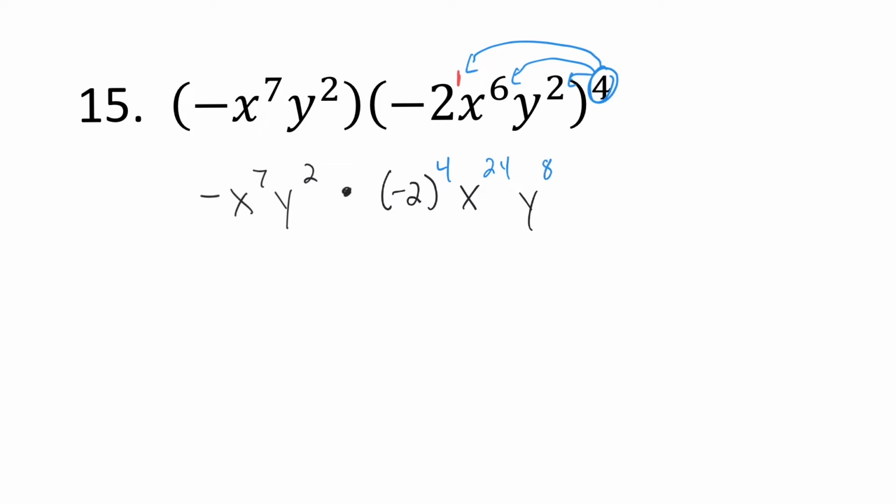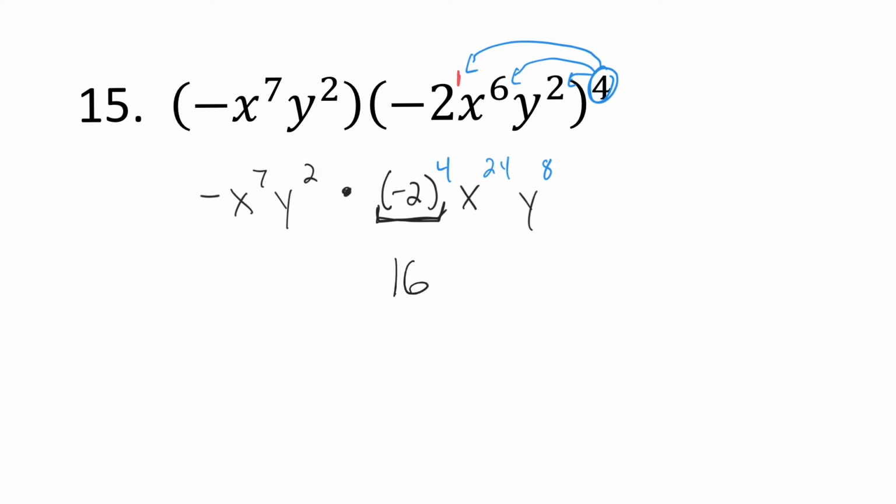Now, you can simplify right here. We have a negative 2 to the 4th power. Remember, when the negative is inside the parentheses and the exponent is even, your answer will be positive. And 2 to the 4th power is 16.